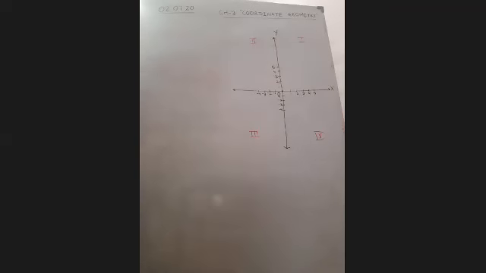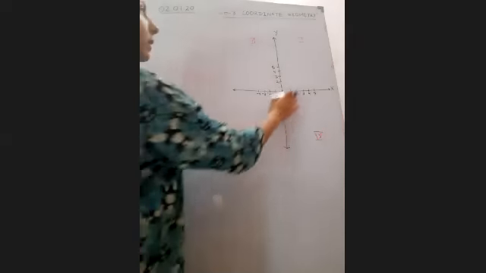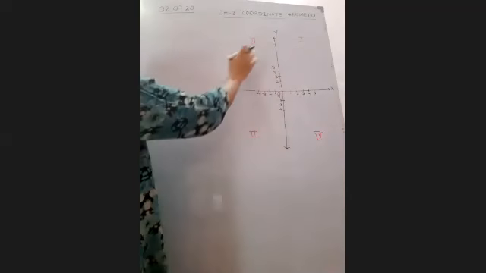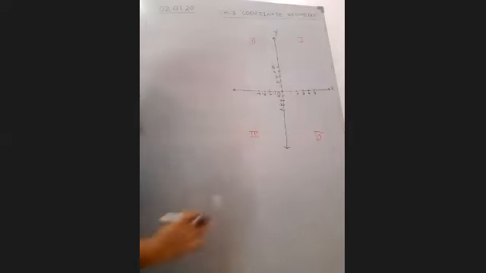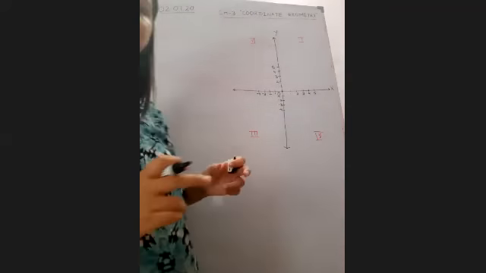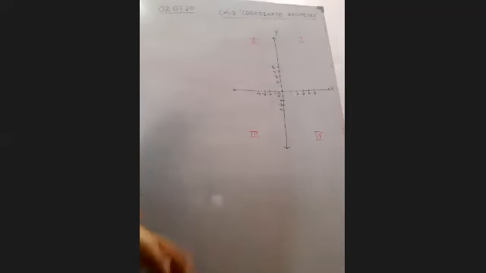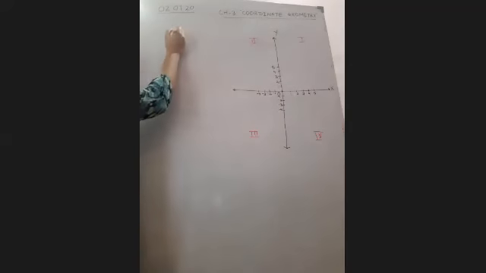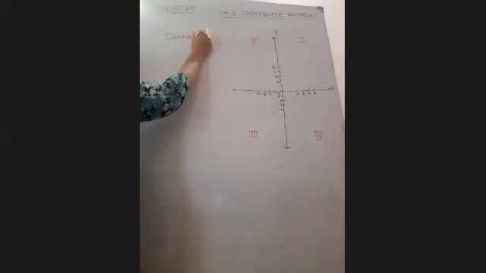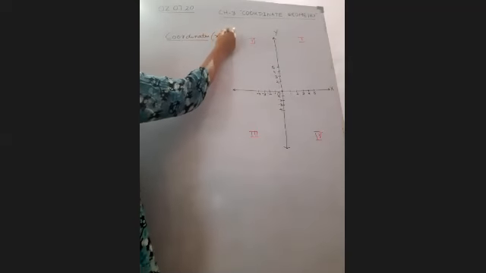All right. So we discussed this quadrant 1, 2, 3, 4. We discussed about the sign also. We also discussed how to put the coordinates. Coordinates are written in the form x comma y.